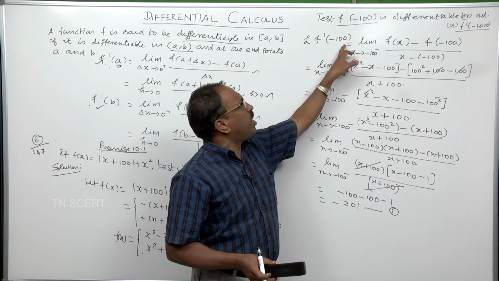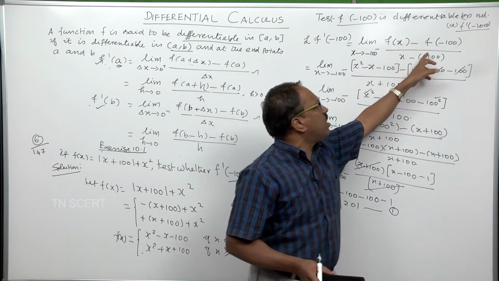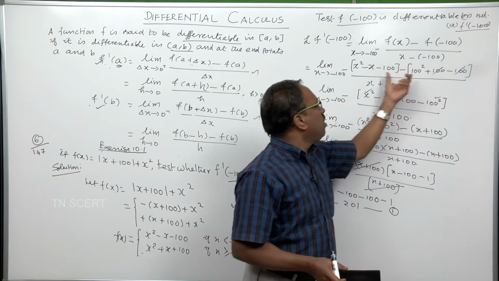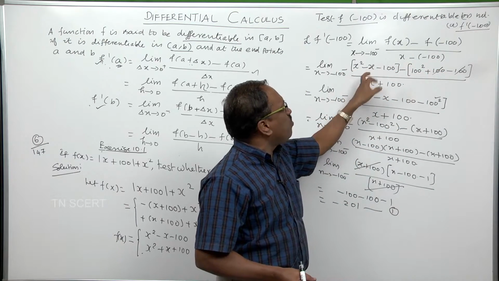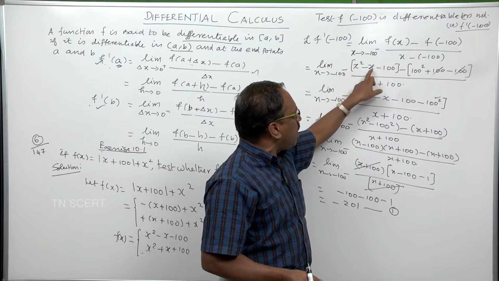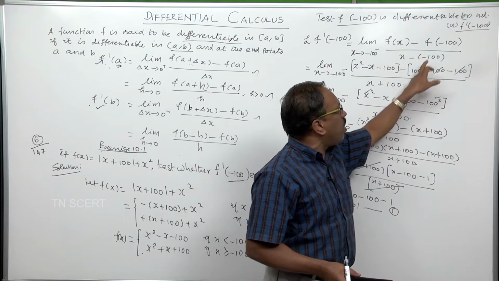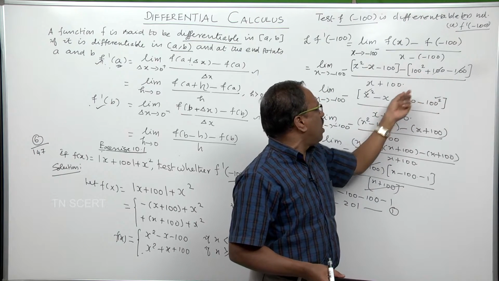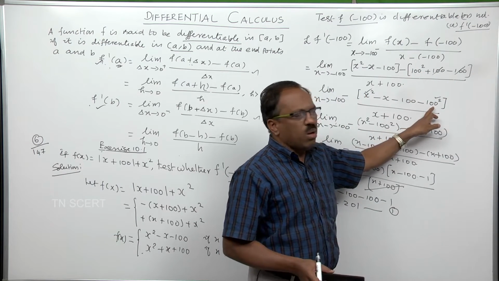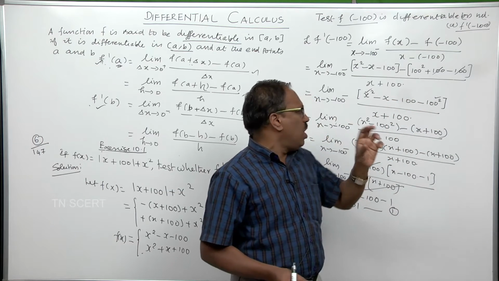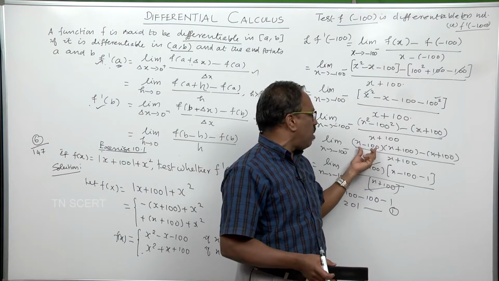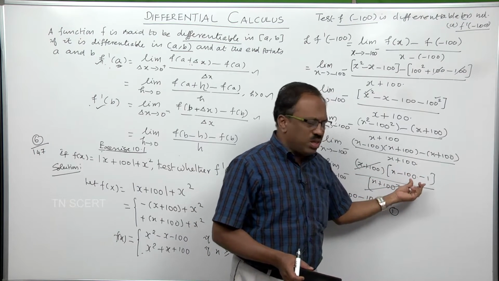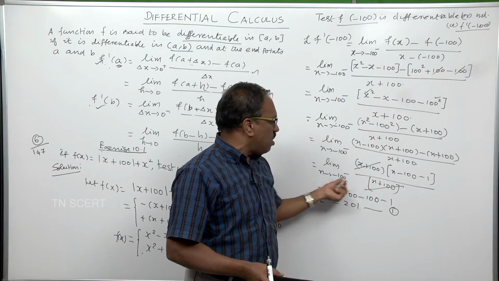L of f dash of minus 100 is the limit of f of x minus f of minus 100 divided by x minus of minus 100. By substituting here in the place of x square, x minus 100, for the second part we have to apply the limiting value, then we found 100 square. This x square and minus 100 square play a role, and that is a square minus b square, a minus b, a plus b. Taking a plus b as common, the remaining value exists.